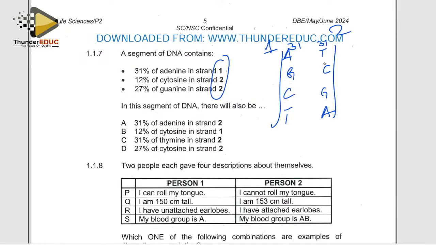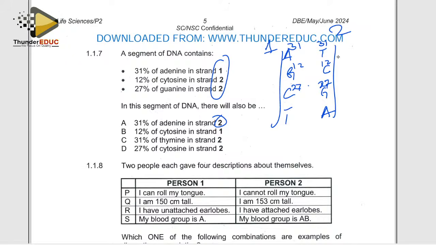We go to the next one. If this is 12, definitely this is 12. They're saying 27% of guanine is in strand B. If this is 27, also this is 27, because they are complementary to each other. So now they're asking you, they're saying that in the segment of DNA, there will also be 31% of adenine in strand 2.